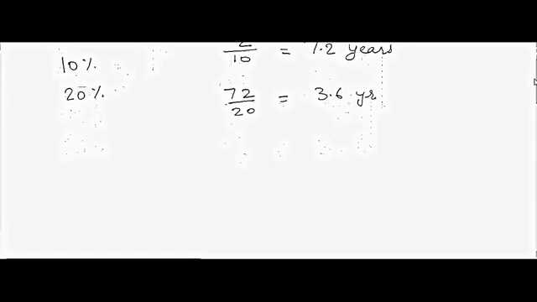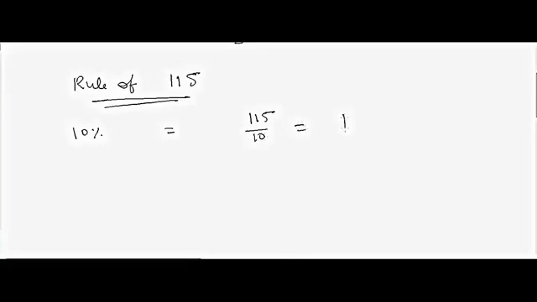So the second metric is the rule of 115. This rule is again the same as the rule of 72, but here we are talking about tripling your money. So if you want to invest and you have a 10% rate of interest, then 115 divided by 10 is equal to 11.5 years it will take you to make your money three times.